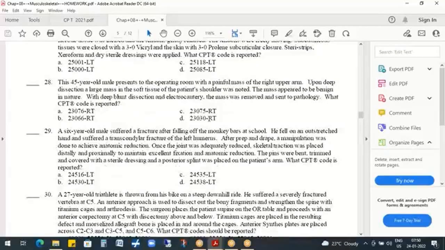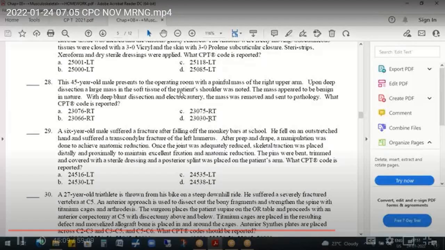Now see question number 28 and give me the answer. See what we need to find out: deepest layer and diameter. Always keep this in mind when you get any soft tissue tumors.